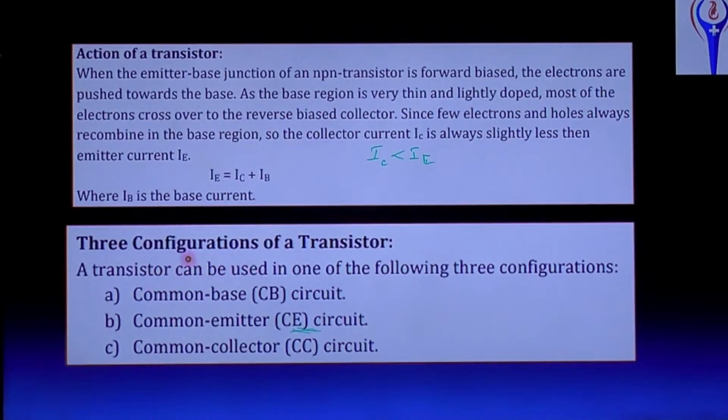There are three modes of configuration of a transistor: common base mode, common emitter mode, and common collector mode. CB mode, CE mode, CC mode.